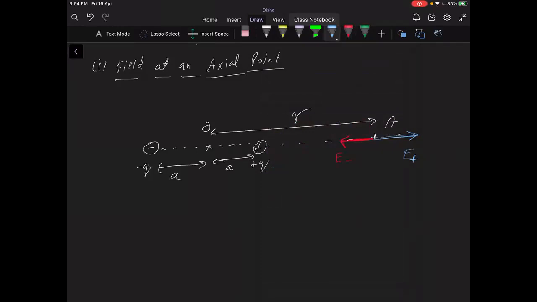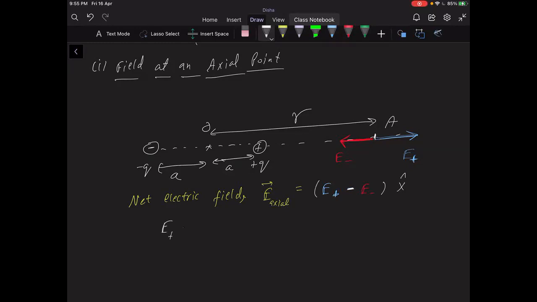So when I write the value of net electric field, E net or E axial will be, because the two vectors are opposite to each other, E positive, which is larger because it's closer to the charge, minus E negative. Right? E positive minus E negative. You can say X cap or I cap just to show the direction.